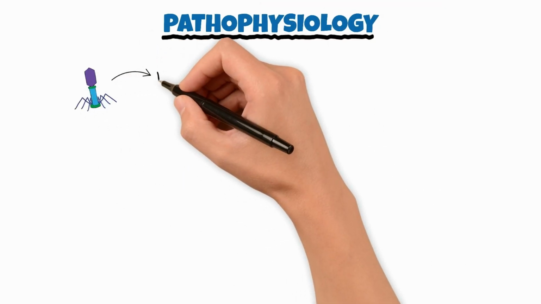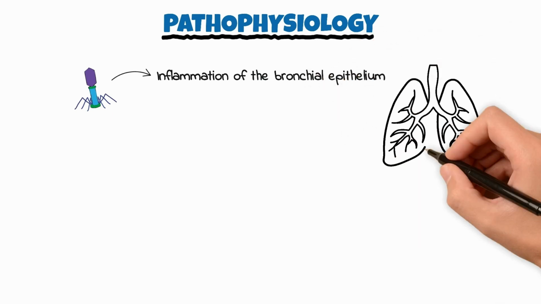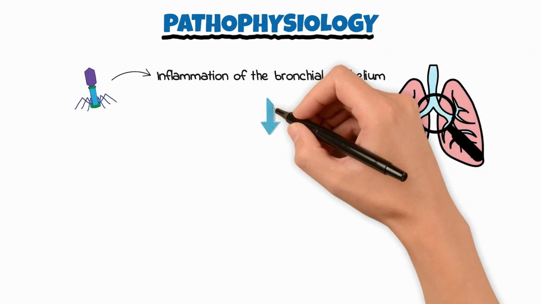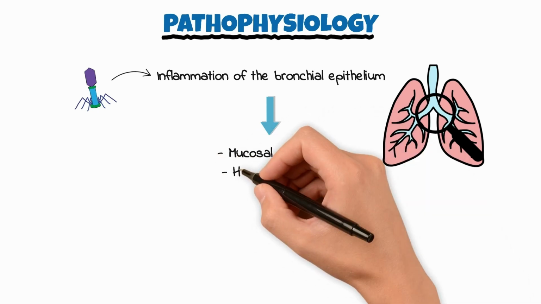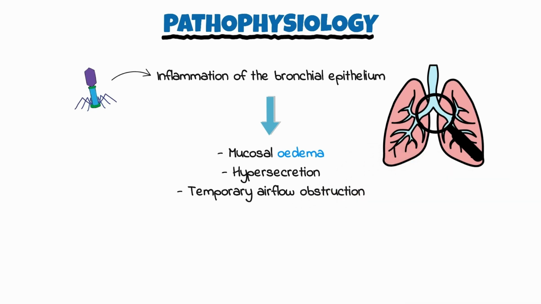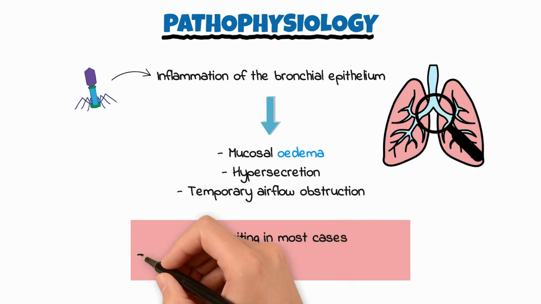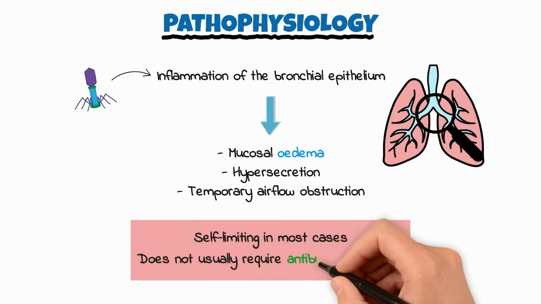Pathophysiology. Viral infection causes inflammation of the bronchial epithelium, leading to mucosal edema, hypersecretion, and temporary airflow obstruction. The condition is self-limiting in most cases and does not usually require antibiotic treatment.